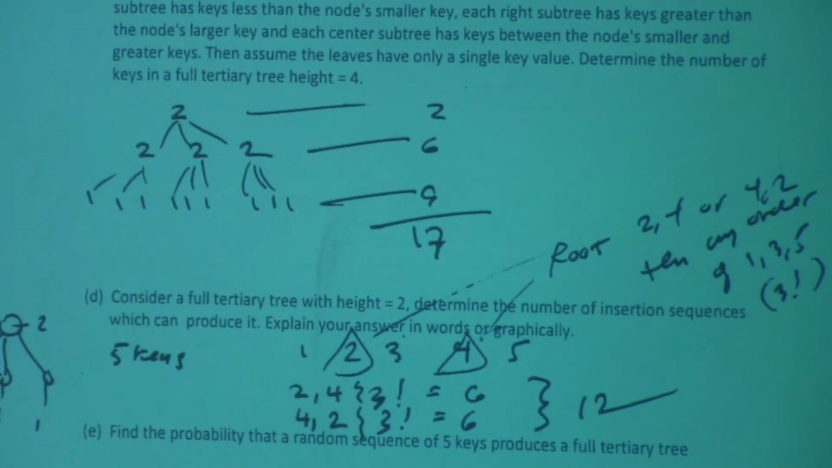And then there'll be nothing between them, so you won't have any middle children, you won't have a full tree. So you can start, since you need 2 and 4 as the first 2 keys, you can start with 2, or you can start with 4. If you start with 2, you must follow it by 4.